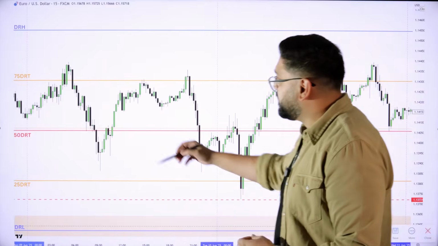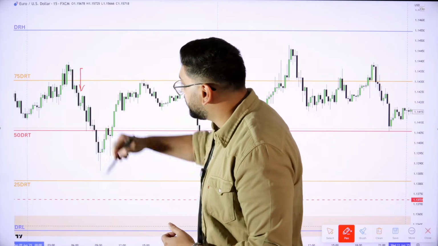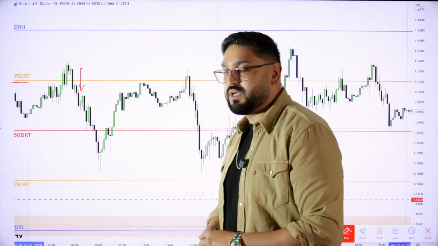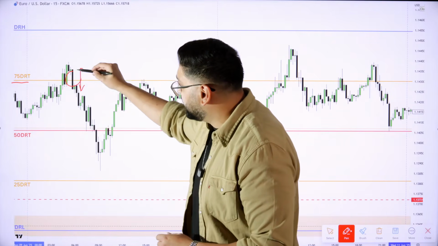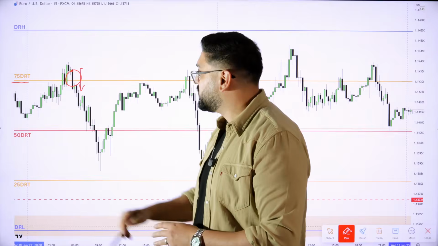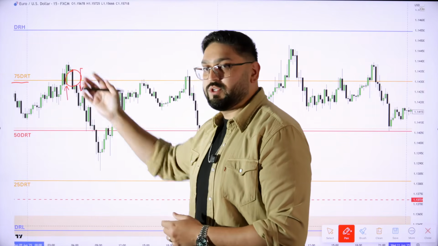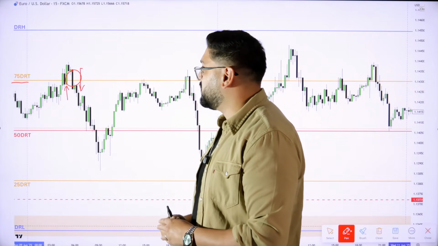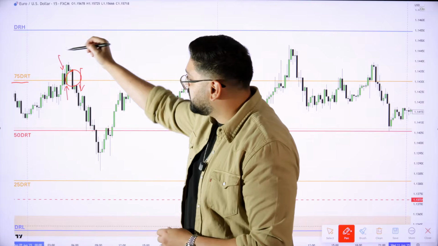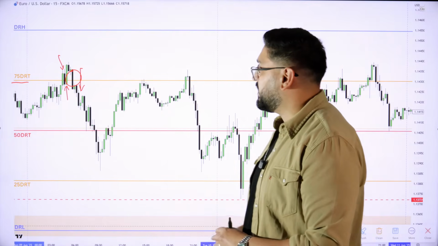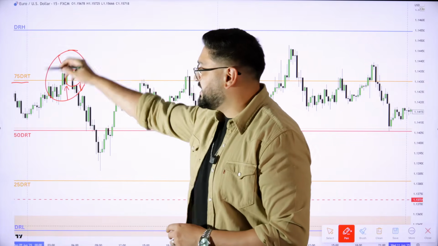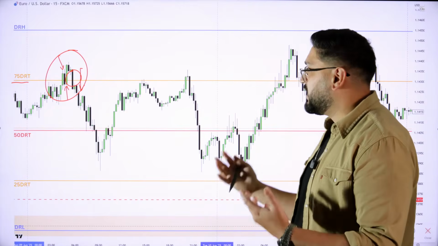Well, here, price drops and closes through the 75 DRT level, leaving this fair value gap. There is also this up close candle, which is a high probability order block next to it. And then we have this down close candle, which is also a breaker. So we have a number of PD arrays nested at that 75 DRT level.